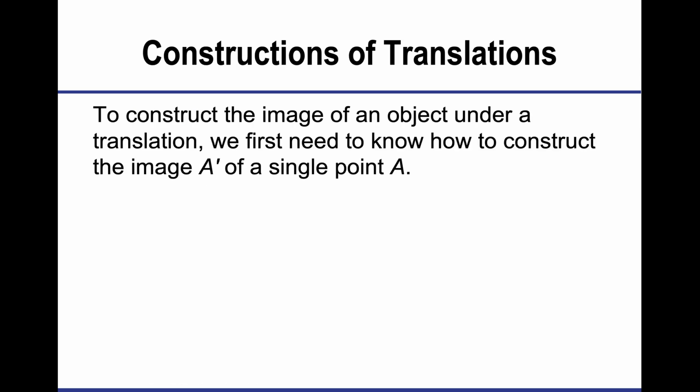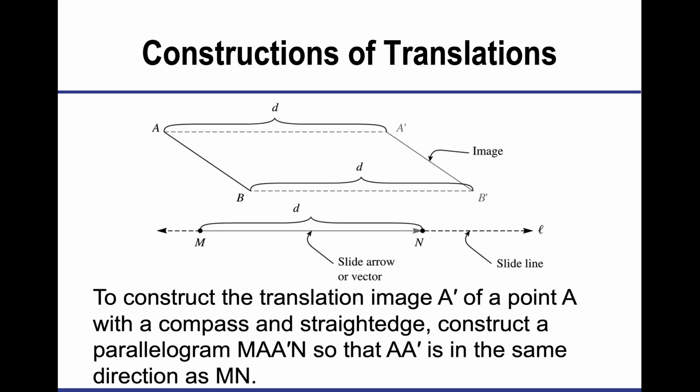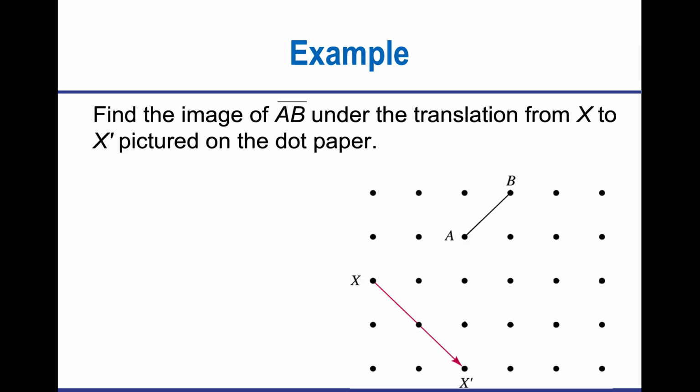To construct the image of an object under a translation, we need to know what the rule is. How do I move from A to A prime? When we're constructing these translation images, you can use a compass and straight edge, which, as we spoke about last week, is kind of a dying art, and we can actually translate things. Most often though, we're going to use the coordinate plane and just explain, I moved it 2 to the right or 2 to the left.